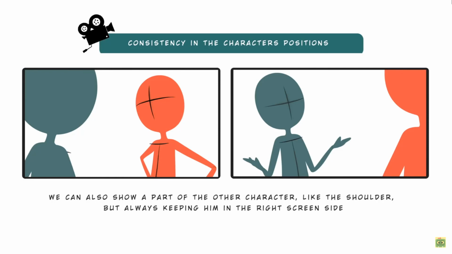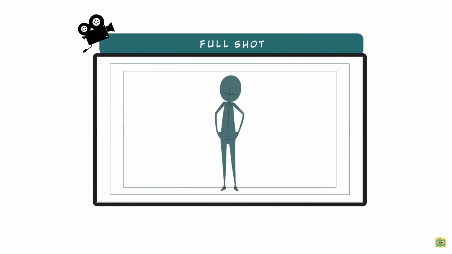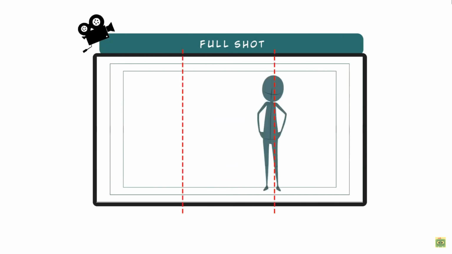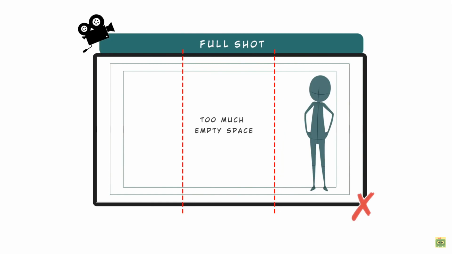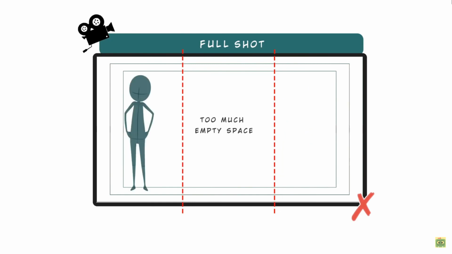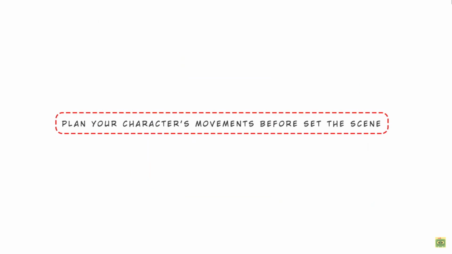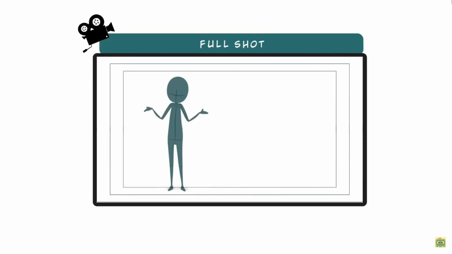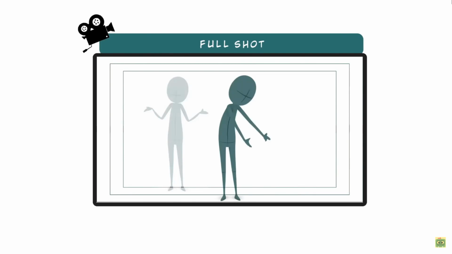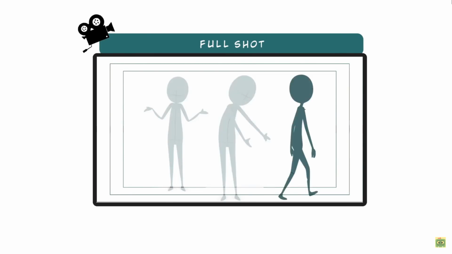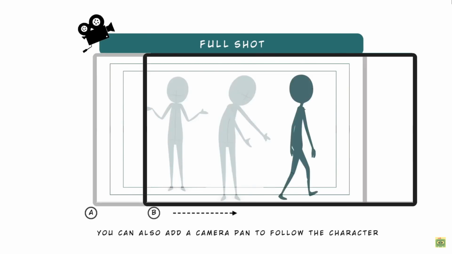We can also show a part of the other character, for example the shoulder, but always keeping them on the right screen side. If we have a medium or long shot where your character is acting or doing an action, put the character, or the object where you want to lead the focus, in the middle of the screen or, as I said before, in at least a third of it. Don't put your characters too much on the side to avoid a big and boring empty space, unless something is going to happen in that part. So plan their movements. If you know that they will move to the right, you could start by putting them in the left part of the screen in order to leave a bit of space in front of them, or use a camera adjustment during this movement.